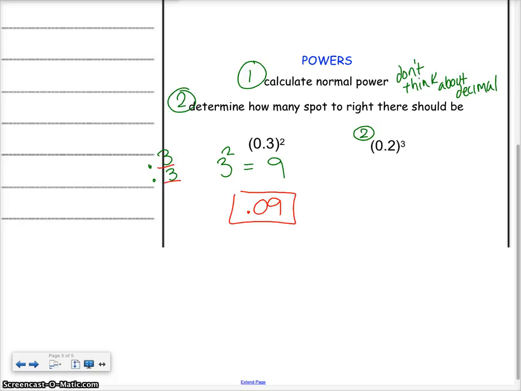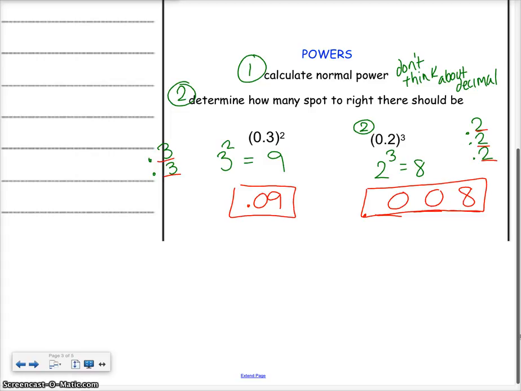Okay, second one. 0.2 cubed. So 2 cubed is 8. 2 times 2 times 2, that's 8. Now I need to determine how many spots to the right to the product. So if I have 0.2 cubed, that means I have 3 0.2s. So I should have 1, 2, 3 spots to the right of my decimal. So I have an 8, and I would need 2 placeholder zeros. And that would be my final answer.